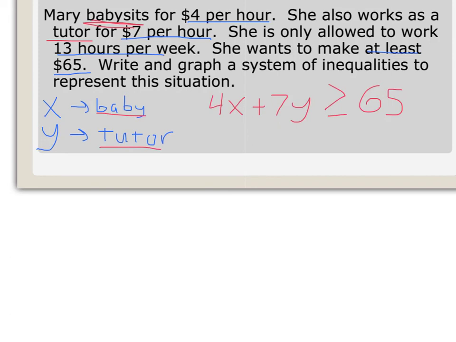And then the only other number that we didn't touch, that we underlined, was this 13 hours per week. And so that's a total number of hours. Total means to add, so if I add my X plus my Y, I'm only allowed to work 13 hours per week. So sometimes you have to actually think about it: can I work more than that, or could I work less than that? Well, if you're only allowed 13, certainly you could go lower, but you shouldn't go higher. So it can be less than 13, or equal to 13 hours per week. And there you have it.